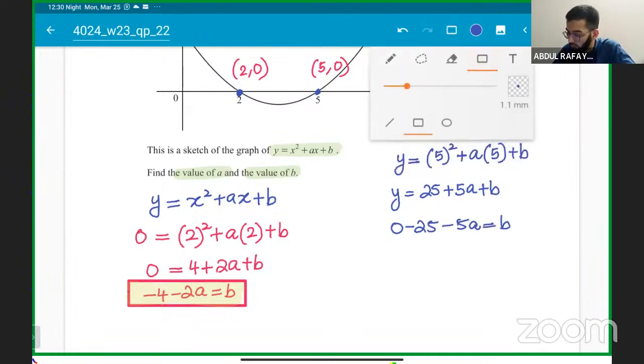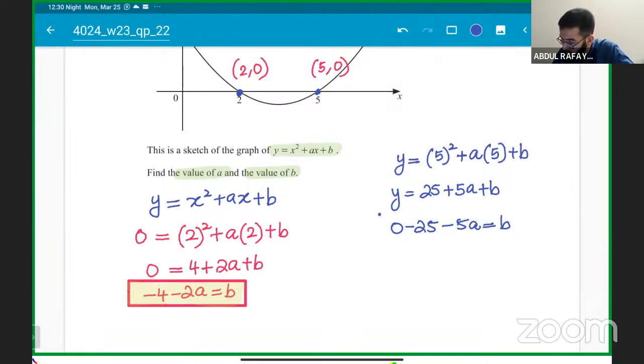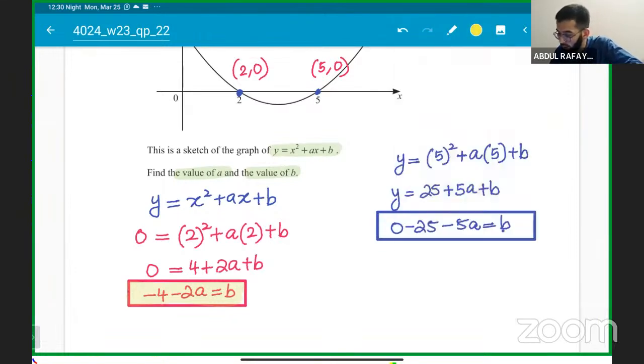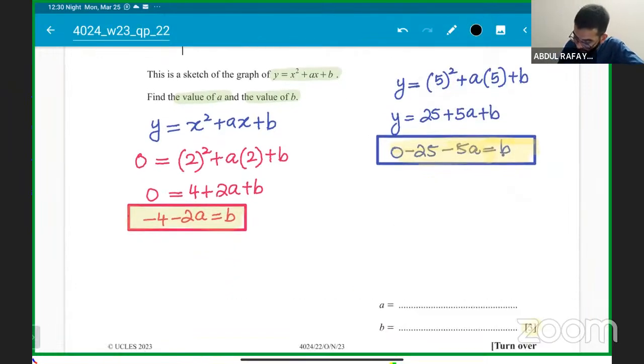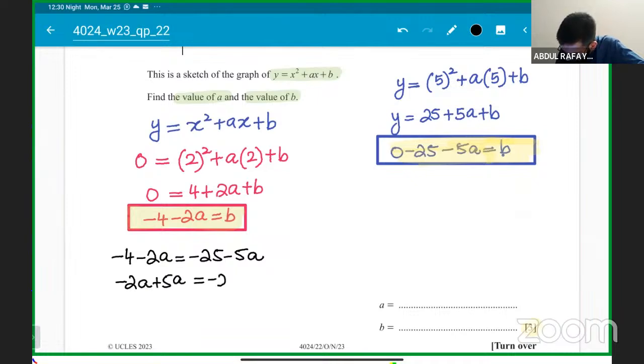So you can compare the b values now, students, and equate them together to get the a value first, and then substitute to get the b value as well. Understood? Following? Substitution and simultaneous solving will help you get this very quickly for the 3 marks. So minus 4 minus 2a equals minus 25 minus 5a. Bringing the numbers together: 5a minus 2a is 3a, and minus 25 plus 4 is negative 21.